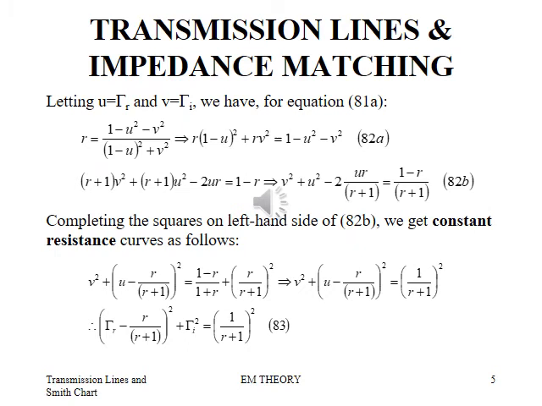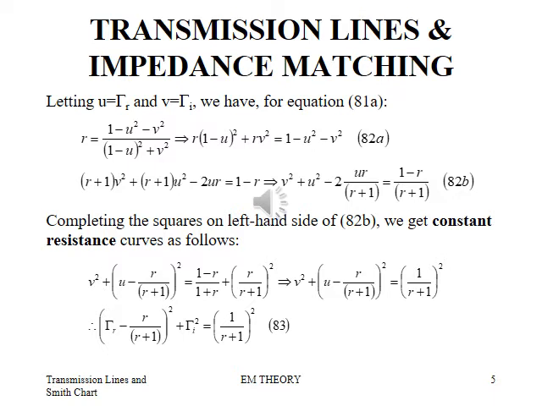Now, if we let u be equal to gamma sub r and v equal to gamma sub I, we have for equation 81a, our r is (1 minus u squared minus v squared) over (1 minus u squared plus v squared). And if you multiply both sides by the denominator, you find r into (1 minus u squared) plus r v squared is equal to 1 minus u squared minus v squared, which is equation 82a.